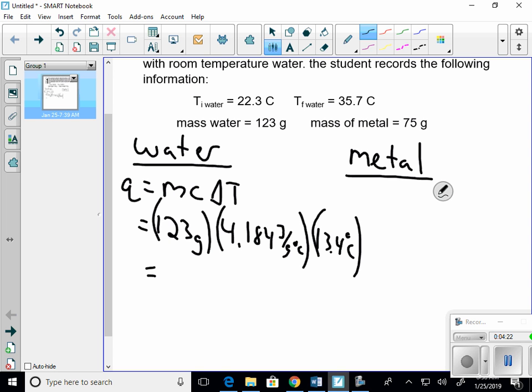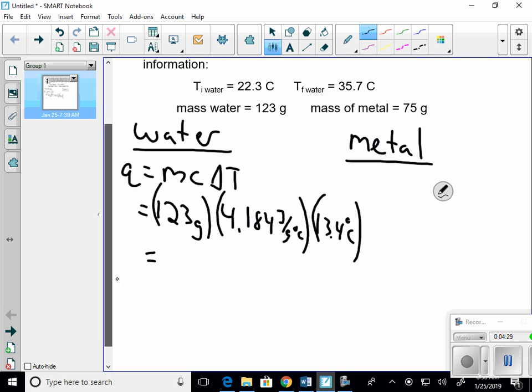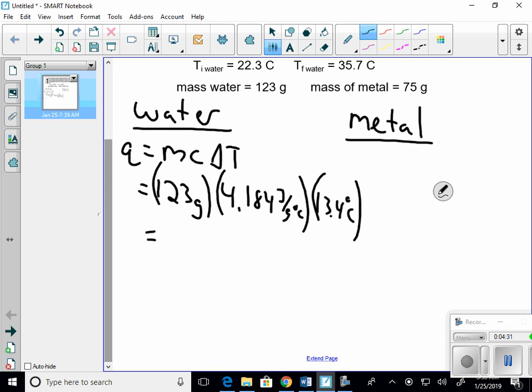If I multiply those 3 things, that will tell me how much heat, which the unit for heat is a joule, did the water gain.